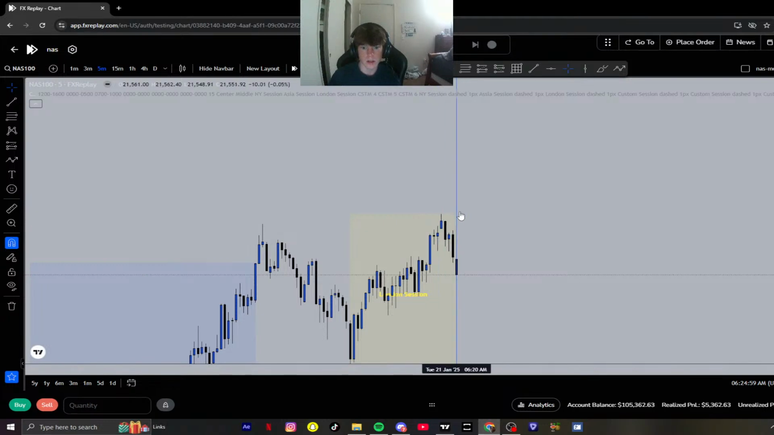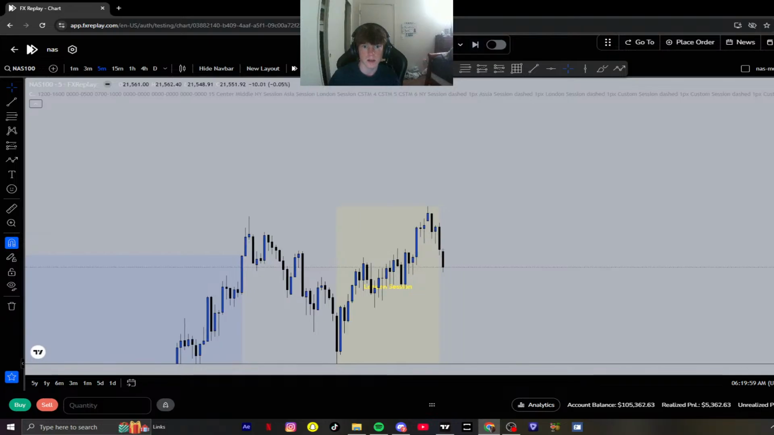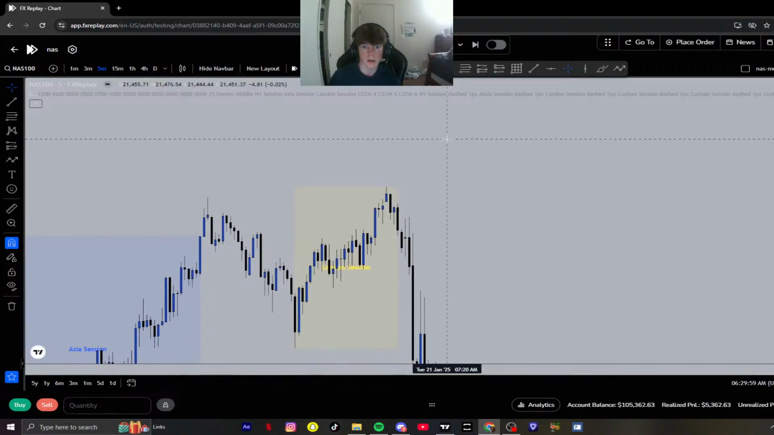You can do this, go back a candle. You can do this to go back one candle. You can do that to go forward one candle. You can just play it like this. You can adjust the speed, right?